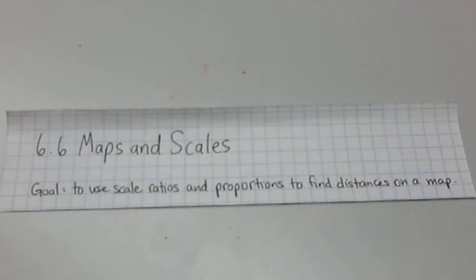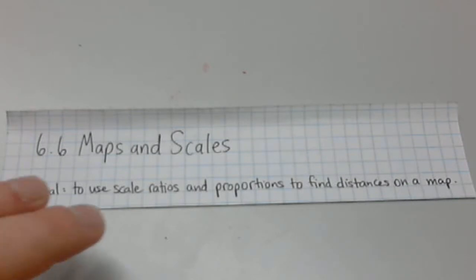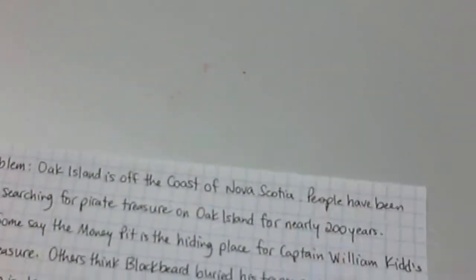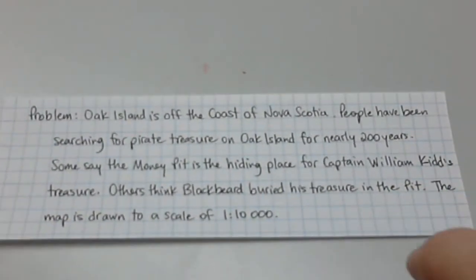Oftentimes you'll look at a map and you'll see that somewhere on the map is a little straight line with numbers on it, and it tells you the scale of the map. In our classroom, there's a map of the world. There's a big map of Canada. On those maps, there are scales, and then there are little straight lines that have specific distances on them. Okay. So here's the problem that we're going to be working with.